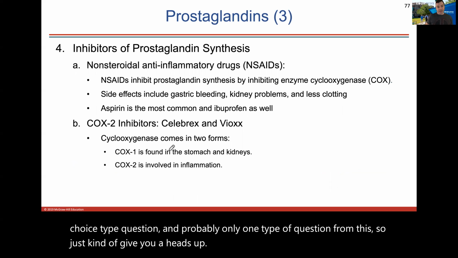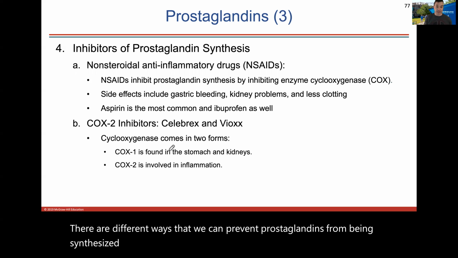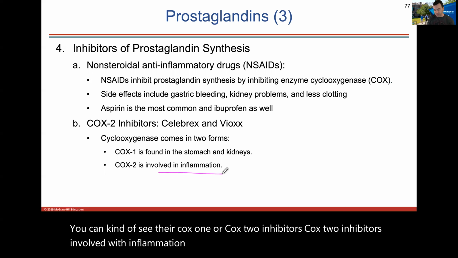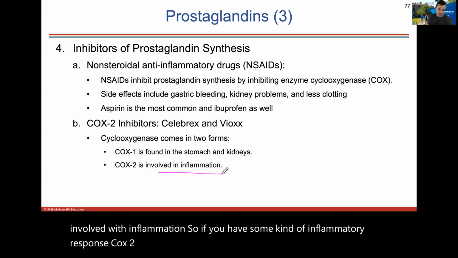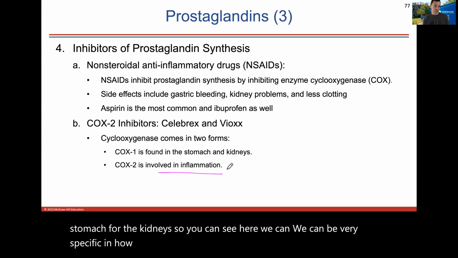There are different ways that we can prevent prostaglandins from being synthesized: NSAIDs, COX inhibitors, Celebrex, Vioxx. As you can kind of see there, COX-1 or COX-2 inhibitors. COX-2 inhibitors are involved with inflammation. So if you have some kind of inflammatory response, the COX-2 inhibitor is usually what is given. COX-1 is for the stomach or for the kidneys. So you can see here we can be very specific in how we target medication to a patient.